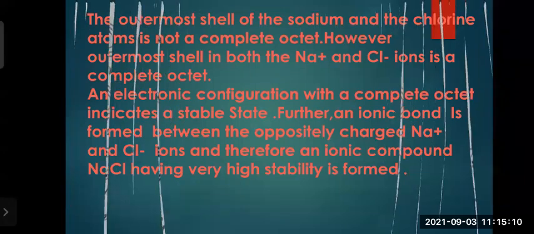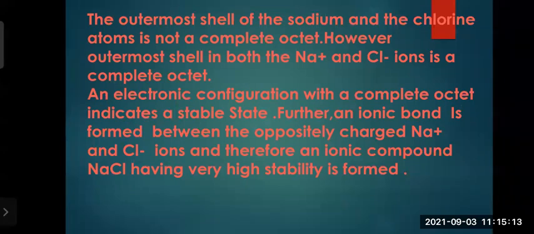This is the thing which I told you just now. The outermost shell of sodium and chlorine is not a complete octet. It was 2 8 1, it was 2 8 7. However, the outermost shell in both the Na plus and Cl minus ion is a complete octet, after the sharing and receiving of electron is done. When sodium is 2 8, when chlorine is 2 8 8, an electronic configuration with a complete octet indicates a stable state. Further, an ionic bond is formed between the oppositely charged Na plus and Cl minus ions, and therefore an ionic compound NaCl of very high stability is formed.